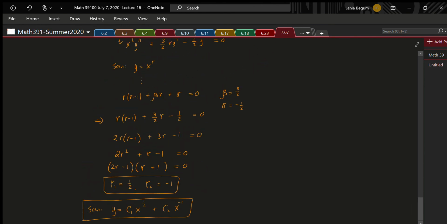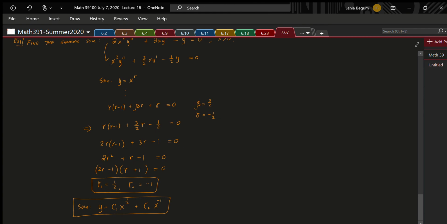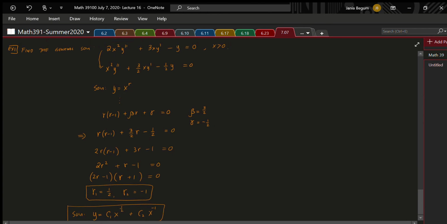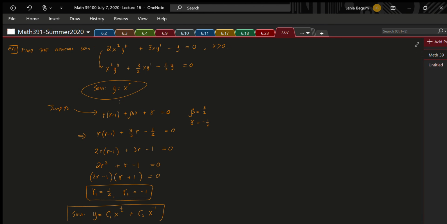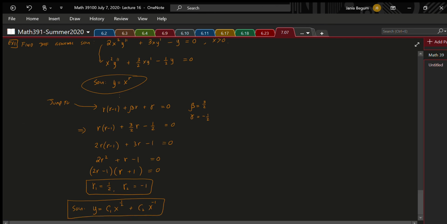So these are all the steps we took. You can see that once you assume this is the solution form, you can just jump to this part, which is the initial equation, and then from there identify your beta and gamma, plug them in, start factoring, find the roots, write out the solution. These are the steps you would take if you're solving an Euler equation. Okay, let's do another one.